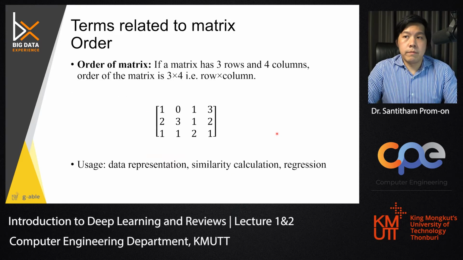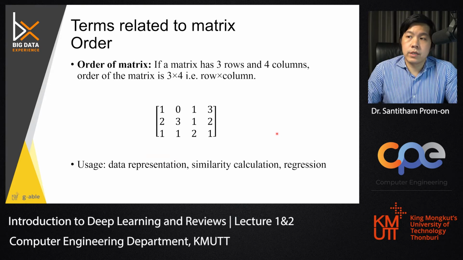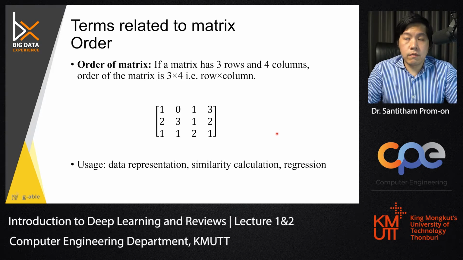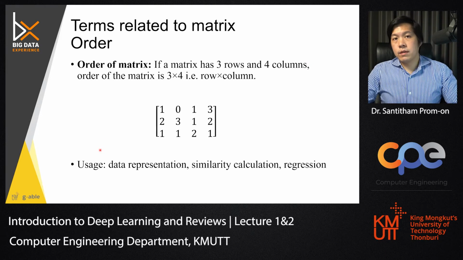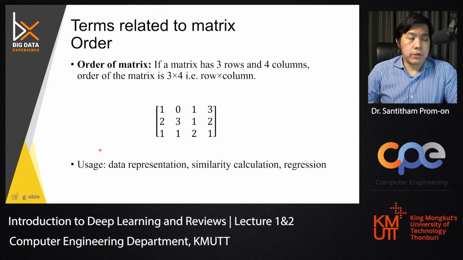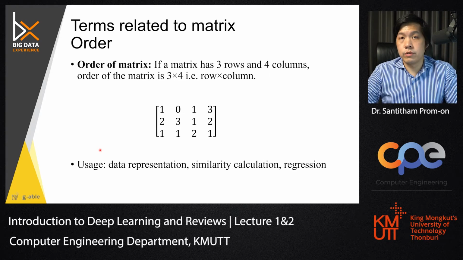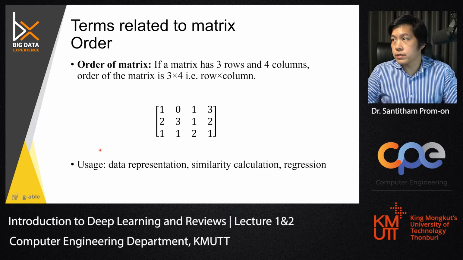We call the order of the matrix the number of rows and columns of the matrix. For example, we have the order of a matrix 3 times 4, which is rows times columns, 3 rows and 4 columns. The order of a matrix is used in referring to the shape of the data. When you create a model, you have to be sure that the shapes are right. You use .shape in Python. It is related to the order of the matrix.